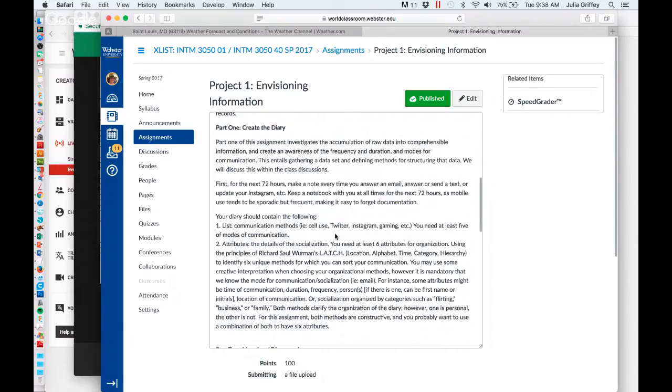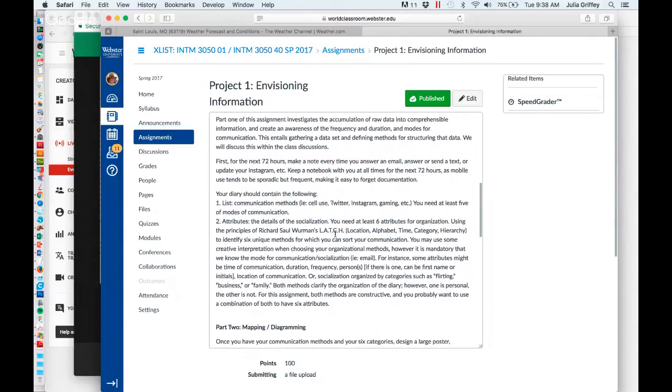Part 1 of this assignment investigates the accumulation of raw data into comprehensible information and creates an awareness of the frequency, duration, and modes of communication. This entails gathering a data set and defining methods for structuring that data. We will discuss this within the class discussions.